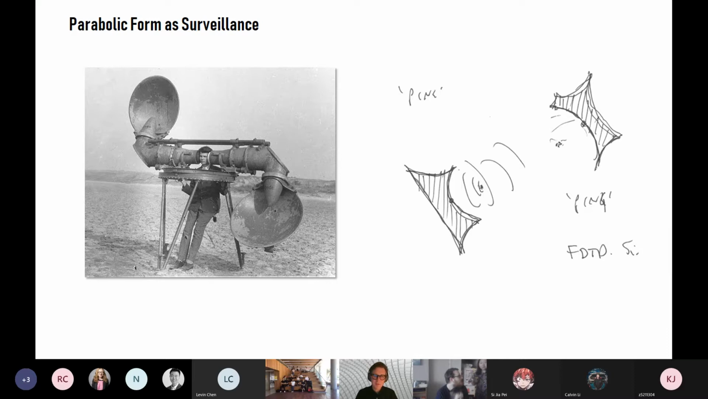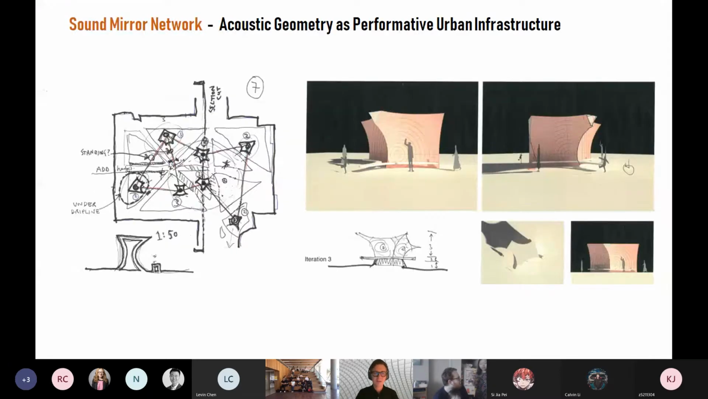Mitchell and I are both interested in sound, and Mitchell was particularly taken with this idea of sound as surveillance, right? So these ideas of the parabolic form as a way of focusing sound, but also using that focusing of sound to be able to hear things that you shouldn't, right? To use that geometry as a way to surveil the environment in new ways. So what we proposed was to create, in a sense, an analog communication network using these large geometries that would be placed amongst the site, right? So this acoustic geometry is performative urban infrastructure.